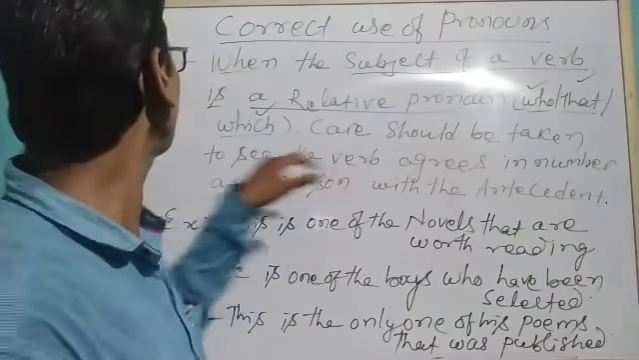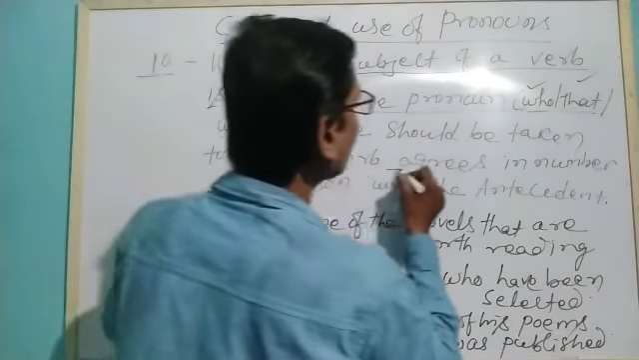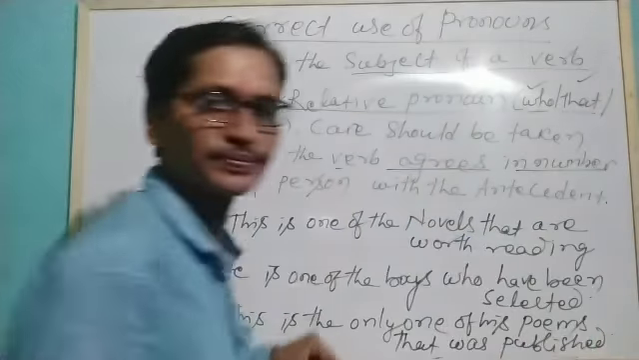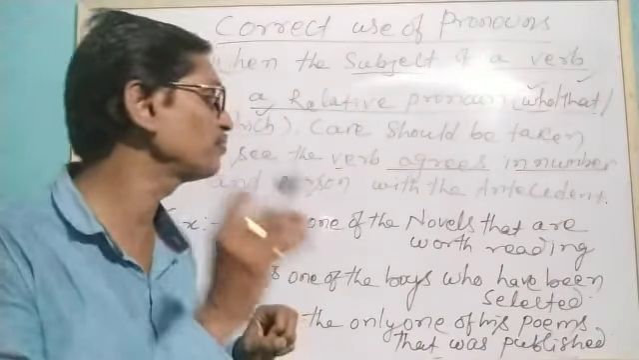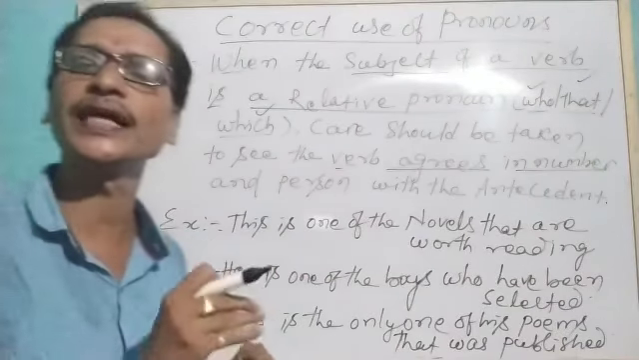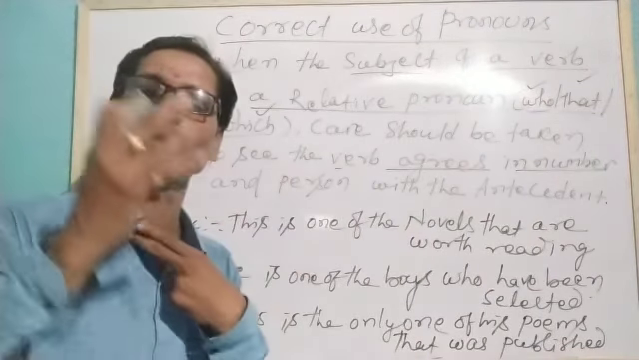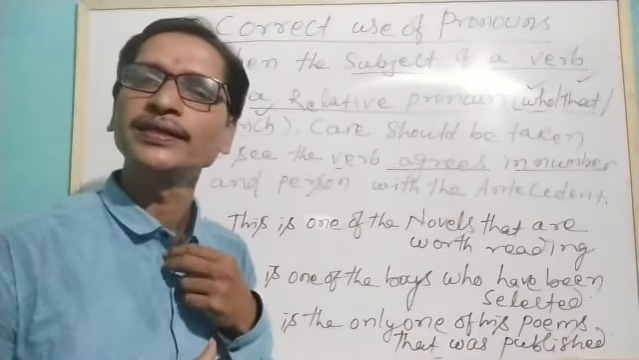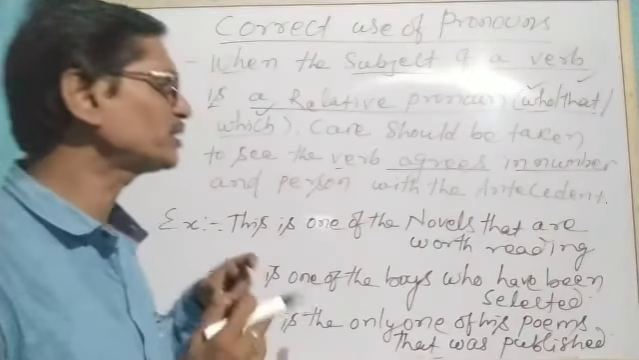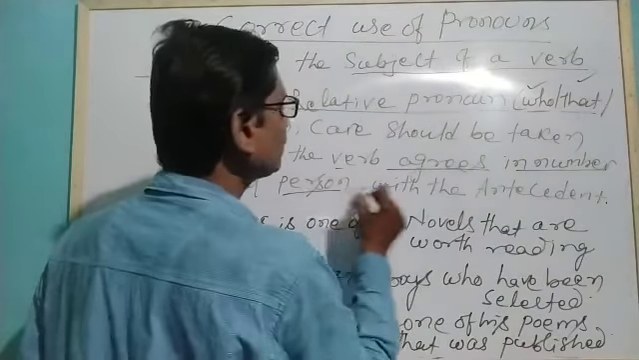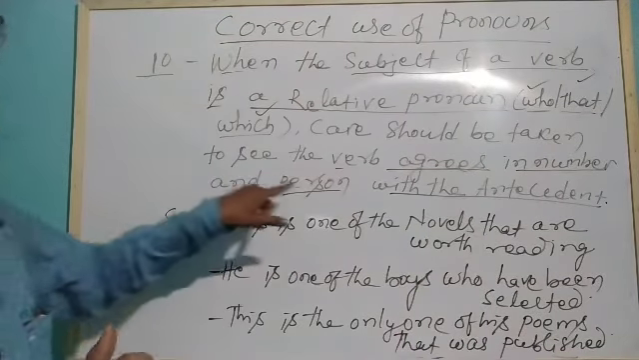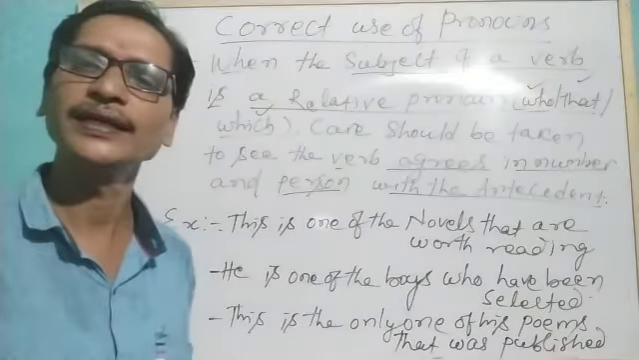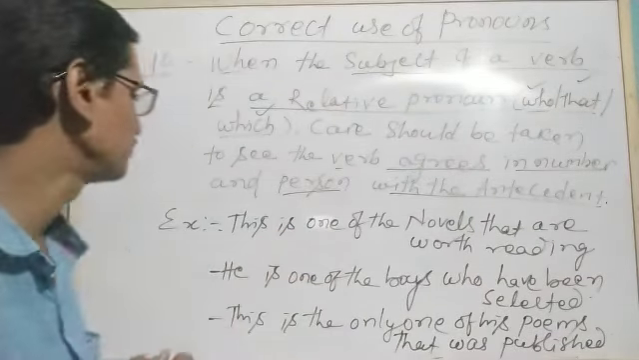Care should be taken to see the verb agrees in number and person with the antecedent. Here we should understand the verb should agree with the antecedent. Antecedent means the subject we refer back to. Let's understand from this example.